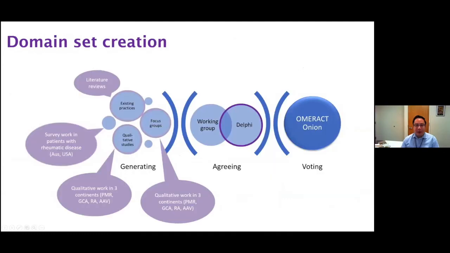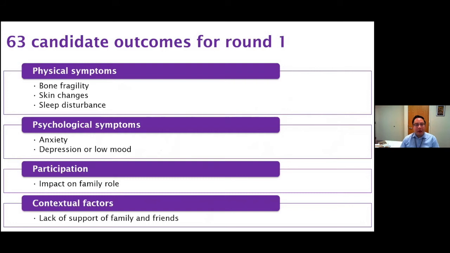Great, thank you, Pam. So following on from all of this work, the literature reviews, the survey, the qualitative work, the working group came up with its list of candidate domains from which to seek agreement about what should or should not make it into the final core domain set based upon the modified Delphi process. So for round one, there were 4 overarching categories: physical symptoms, psychological symptoms, participation, and contextual factors, in which the 63 candidate domains were housed.